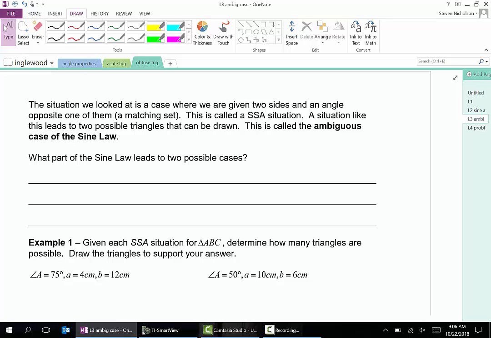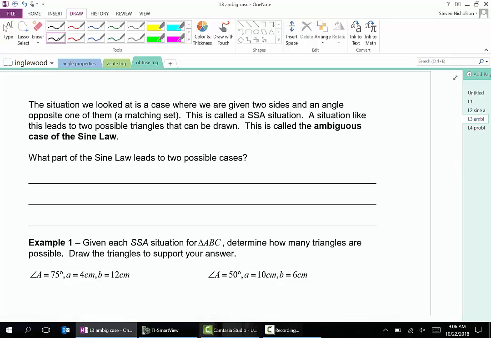So again, the situation we looked at is a case where we're given 2 sides and an angle opposite them, a matching set. Again, you should think sine law. That's this SSA, side-side-angle. And a situation like this leads to 2 possible triangles, and this is what we mean by the ambiguous case. Ambiguous means not clear, not straightforward, a little bit confusing. But it leads to this question: what part of the sine law leads to 2 possible cases?